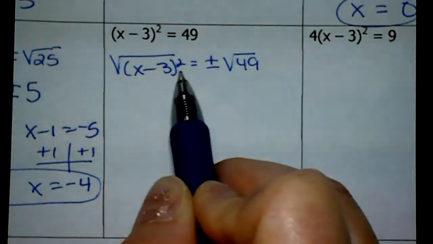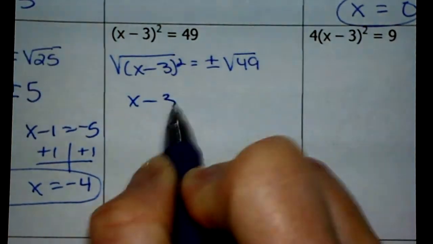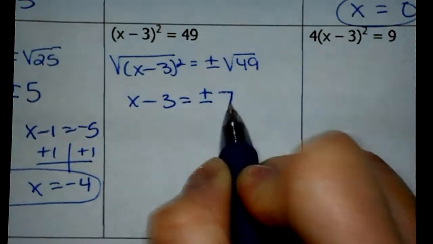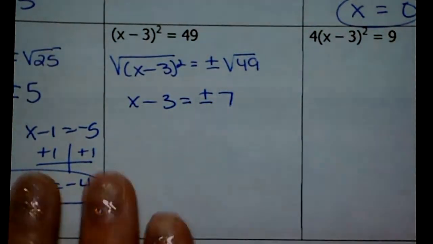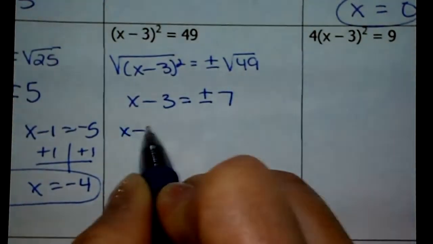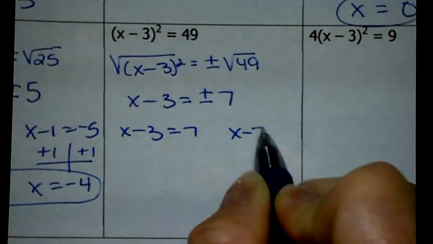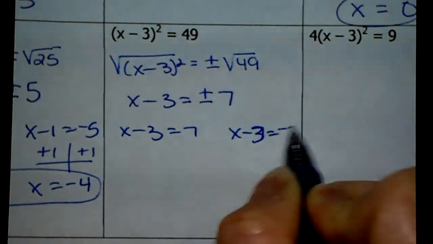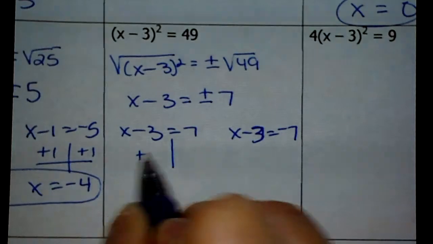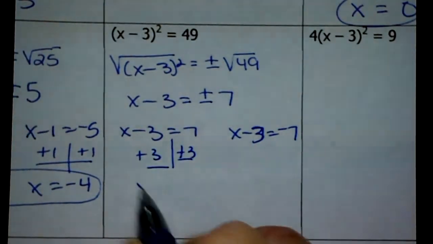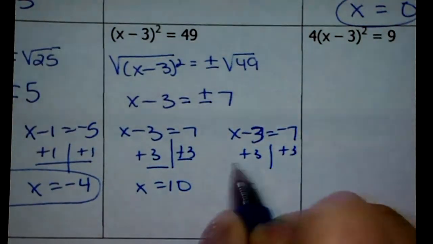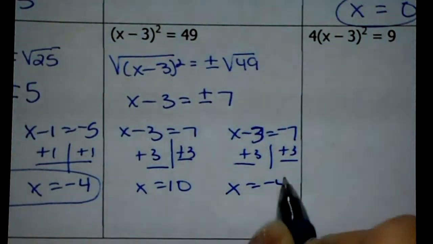Okay, so the square root of x minus 3 squared is just x minus 3, and the square root of 49 is either a positive or a negative 7. So when you're stuck in this step, this is where you break it up, because x minus 3 can be a positive 7, or x minus 3 can be a negative 7. You just solve both of these. They're just little 1 steps. So x can be 10, or x could be negative 4.